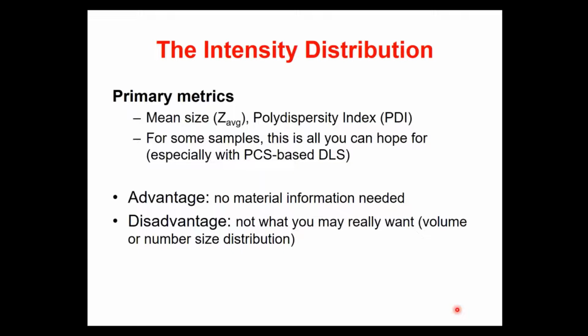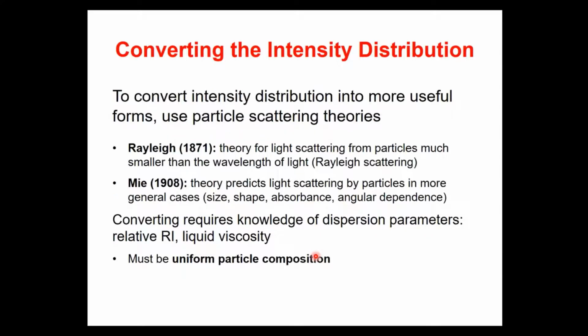And again, the intensity distribution is sometimes useful if you have no further information about your suspended particles. If you do not know what they are, you don't know what the refractive index might be, then the intensity distribution will give you metrics like the z-average size and the polydispersity index. And for some samples, especially those that are highly polydisperse, that might be the best you can hope for. Unfortunately, it's not what you may really want for your analysis system. So to convert intensity distributions to more useful forms, we're going to make use of a couple of scattering theories.